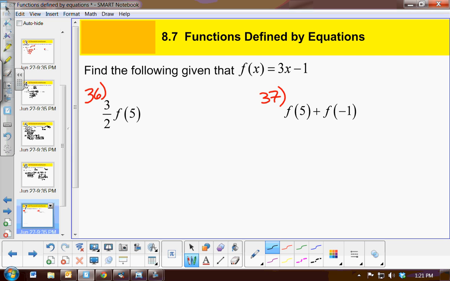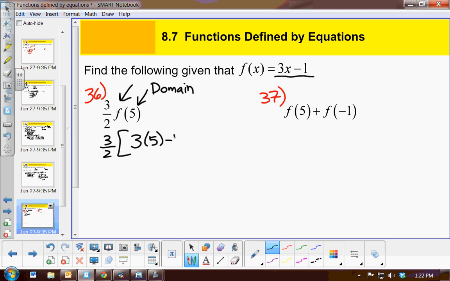Oh, yes. This is going to be our last examples here. Okay. Now, make sure you take really good notes on this. So I'm going to use the function f, and I'm told the function f is 3x minus 1. And the input, the domain, is 5. So it's 3 halves times the result of f of 5. Well, it's going to be 3 halves, and what's the f function? 3 times 5 minus 1.